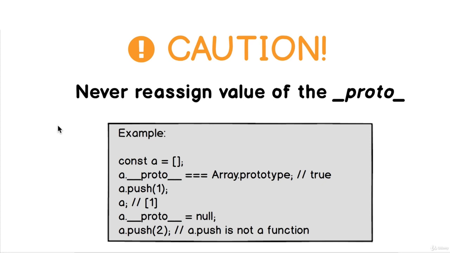But next, let's talk about native or built-in prototypes. In fact, we have already observed some native prototypes such as Object.prototype and Array.prototype. There are many other native prototypes. So next, let's talk about some of them and discuss their prototype chains.